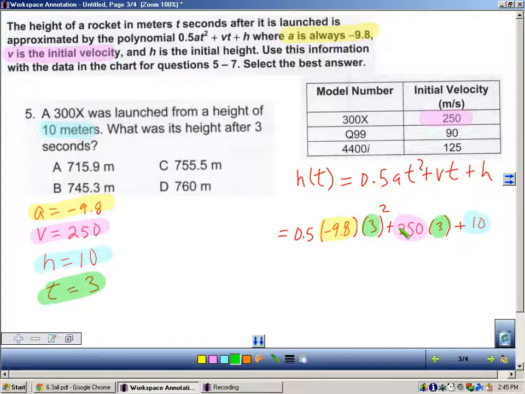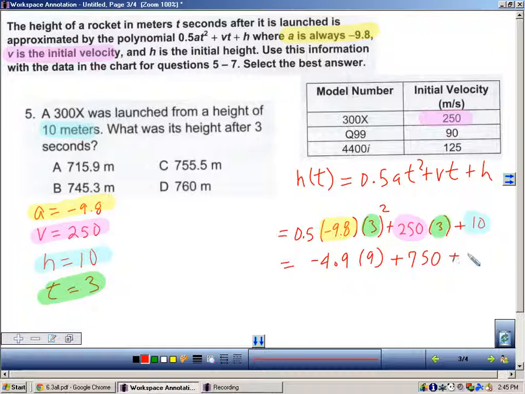So let's clean this up. Okay? So half of negative 9.8, right? Negative 9.8, when you divide that by 2, essentially, it's 4.9. So negative 4.9. And 3 squared is 9. Now 250 times 3 is 750. Plus 10 is 760. So here, let's go 760, and we're going to subtract whatever that value is. 9 times 4.9.